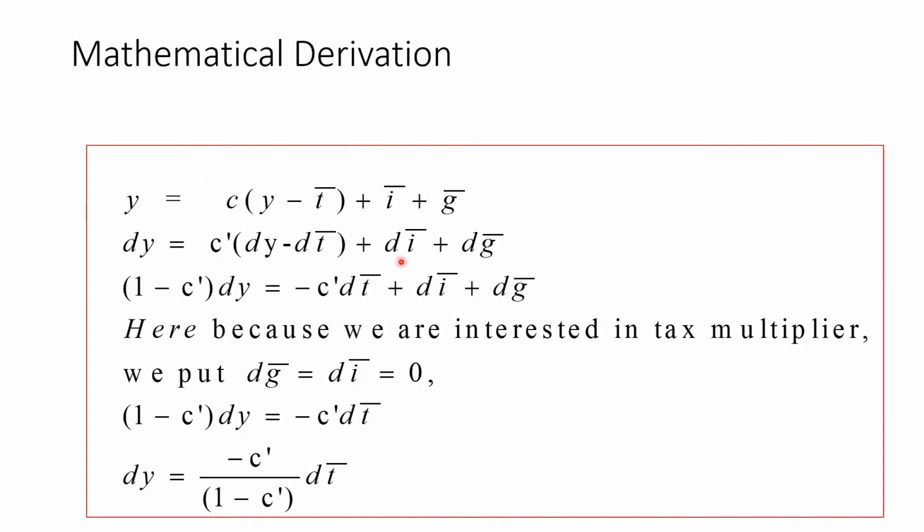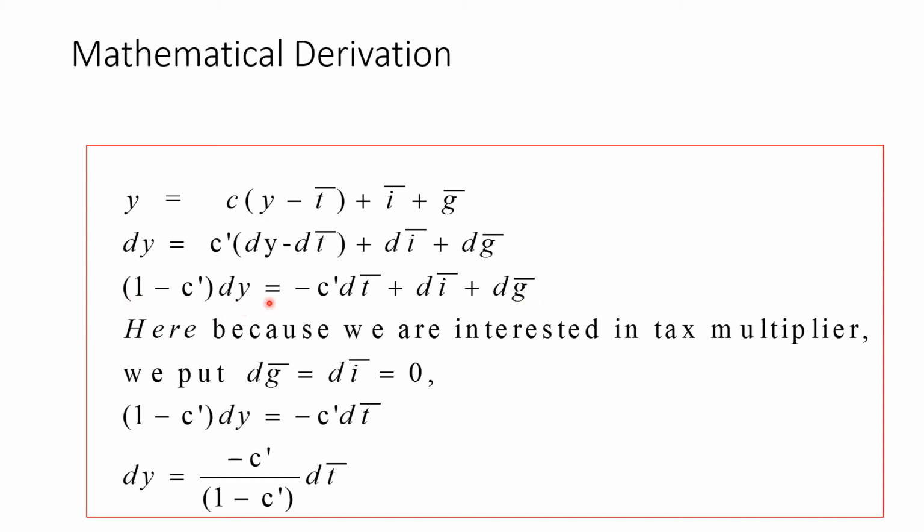So this is how we derive the tax multiplier just using simple mathematics. We have done the same thing in the case of the government expenditure multiplier. This is the equilibrium condition, y = c(y - t bar) + I bar + g bar. So you are differentiating it: dy = c' dy, just like before.